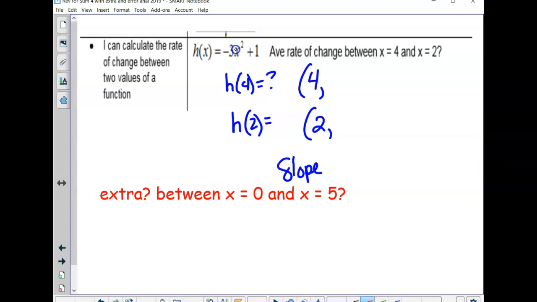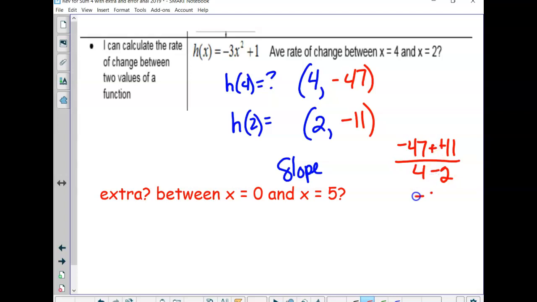So if I put a 4 in up here, I square it, I get 16. -48 plus 1 would be -47, I think. Put a 2 in, you square it first, you get 4 times -3 would be -12, plus 1 would be -11. And then the slope would be some nice disgusting thing like that. Change in y over change in x. I'm getting -36, that says plus 11, over 2, so -18. Did anyone else get that?